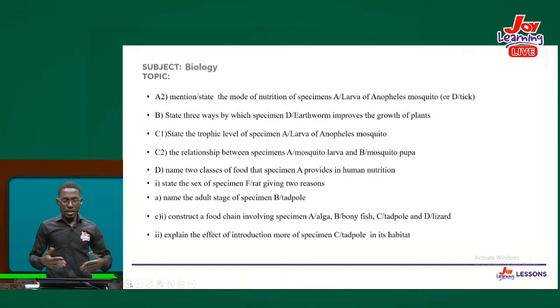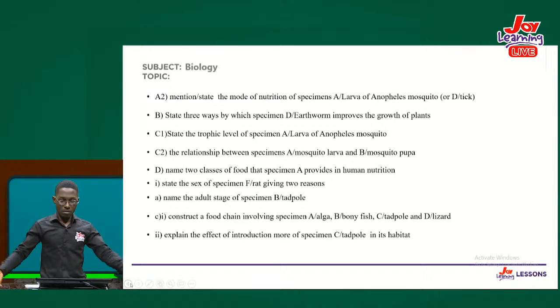Now, another one is mention the mode of nutrition of specimen A, let's say larva. What is the mode of nutrition? Holozoic or heterotrophic? Look at how they ask it. Mode of nutrition. State three ways by which specimen D improves the growth of plant. These are what we call the other questions. Any question can come. Any related question. State the trophic level of specimen A. If you have a larva, depending on where you are looking at, it can be primary or secondary, or you say second trophic or third trophic.